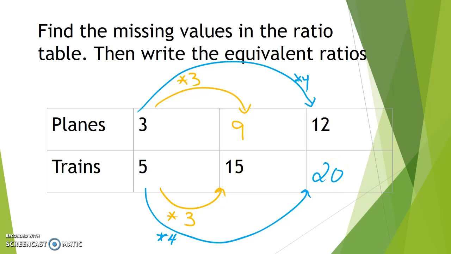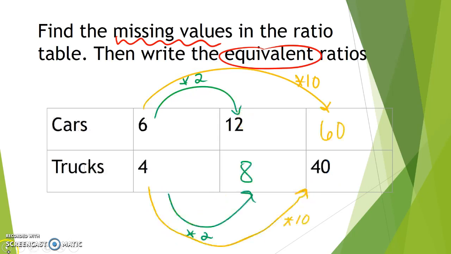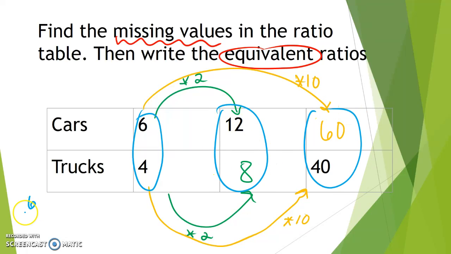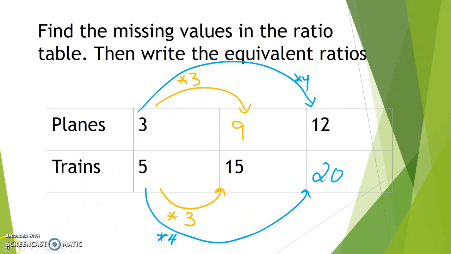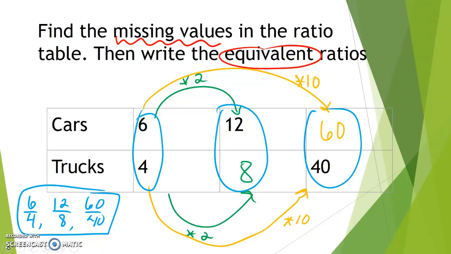What I forgot to do on the first one, actually, so let me go back and fix that. To write the equivalent ratios, we're looking at our columns of numbers. So here would be 6 to 4, 12 to 8, and 60 to 40. Those are our 3 equivalent ratios. We're not going to simplify those. We're going to leave those alone.